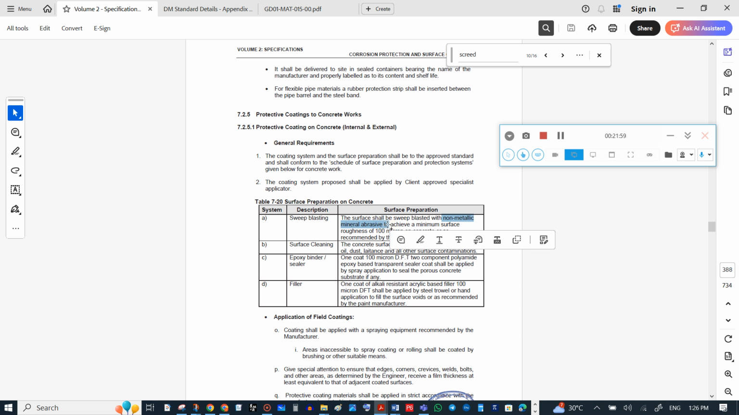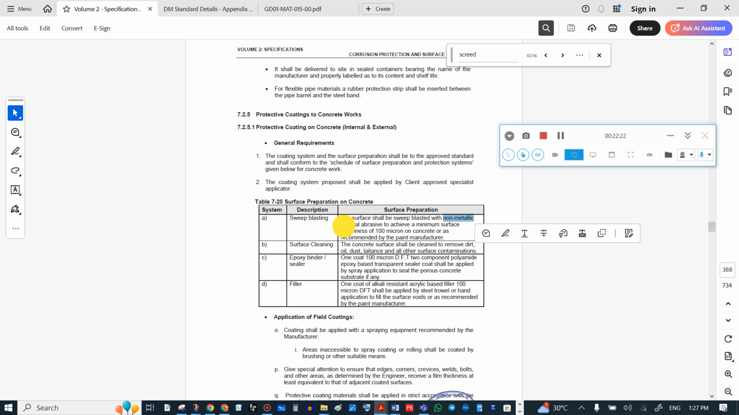Okay. Sweep blasting we need to have employed in MIRFA instead of grit blasting. So this is the main point: 100 micron, non-metallic mineral abrasive. Okay.